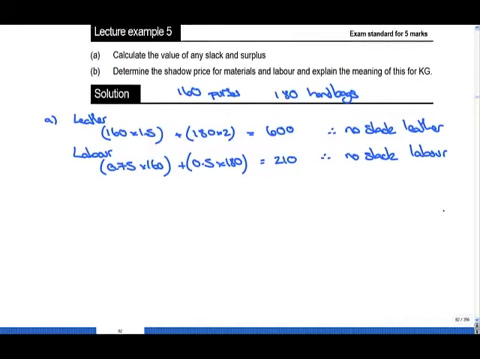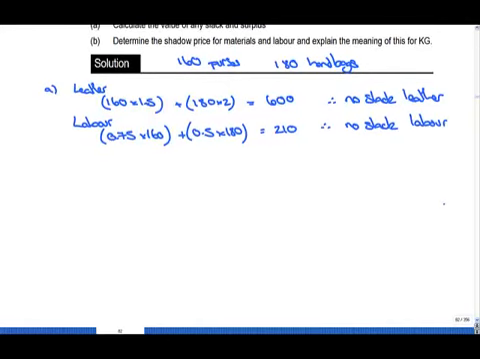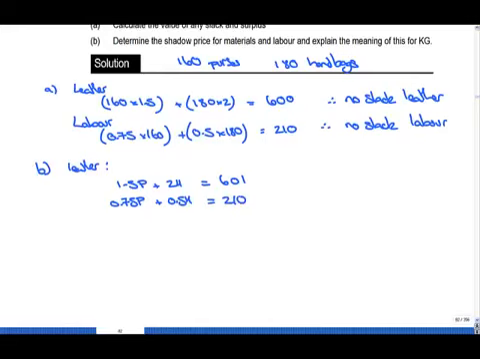So let's have a look at materials, which in our case was leather. If we bring in our constraints again, we have 1.5p plus 2h being equal to 600. I want to work out my contribution for one more unit, so I'm going to make that equal to 601. I'm going to keep my labour constraint exactly as it was, and then I'm going to solve this equation in the same way as we did in example 4.